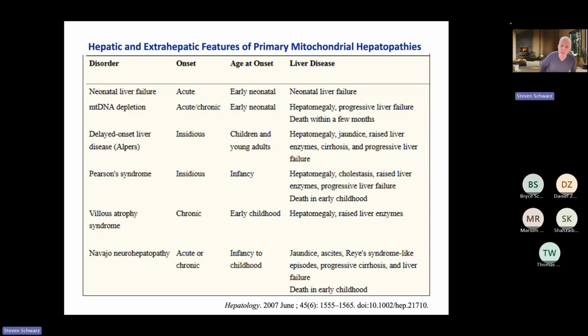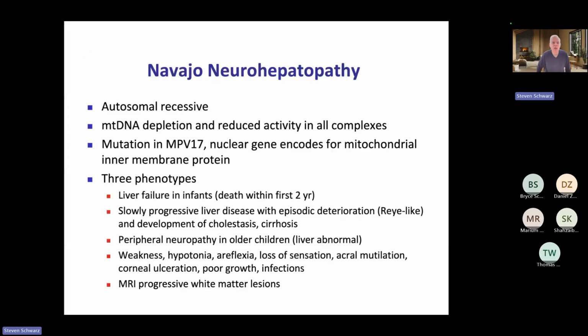Navajo neurohepatopathy is something that's worth talking about. And one of my close friends, Amit Shub, who's out in Phoenix, not surprisingly, was in the vanguard of investigators who first described this. It's an autosomal recessive. Remember, most of these disorders that cause mitochondrial depletion are nuclear gene mutations, and they're autosomal recessive, as is Navajo neurohepatopathy. It's another mitochondrial depletion syndrome with reduced activity in all complexes because it's a nuclear problem.